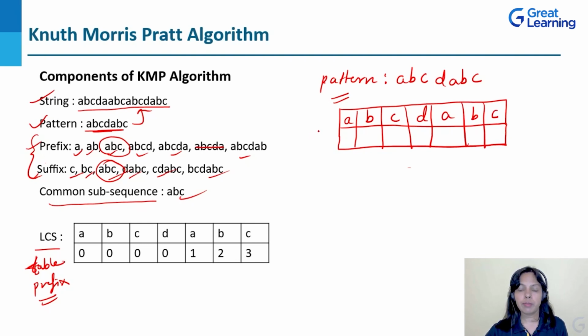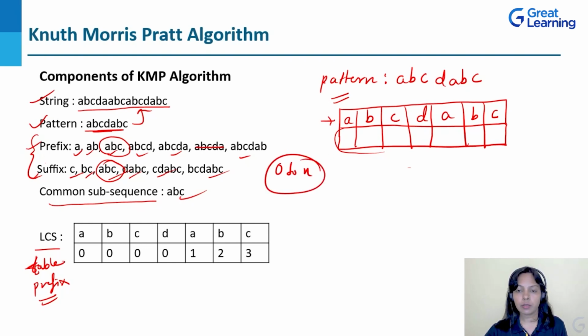Programmatically, when we implement it, we can eliminate this part and just have this as part of the table also. But here, to understand, let us put it in this format. So the first row will be the characters of the pattern. The second row will have certain values, starting from 0 to n. Now what are these values?